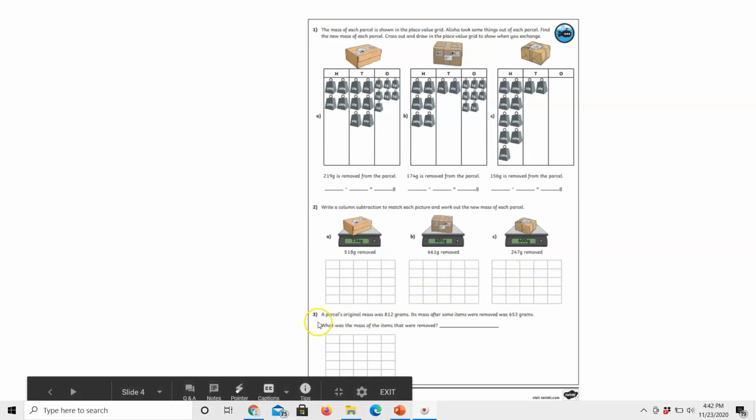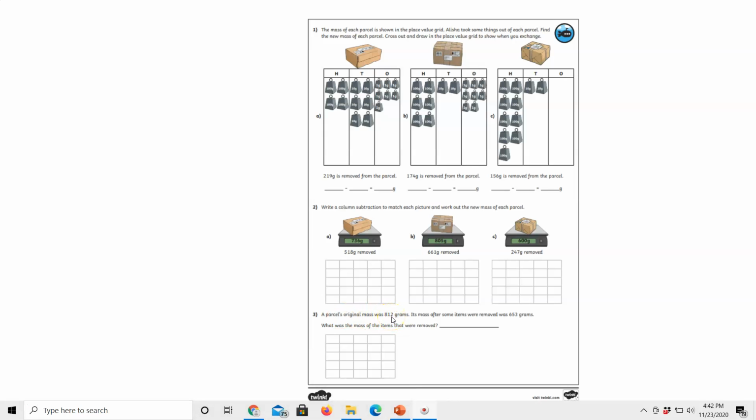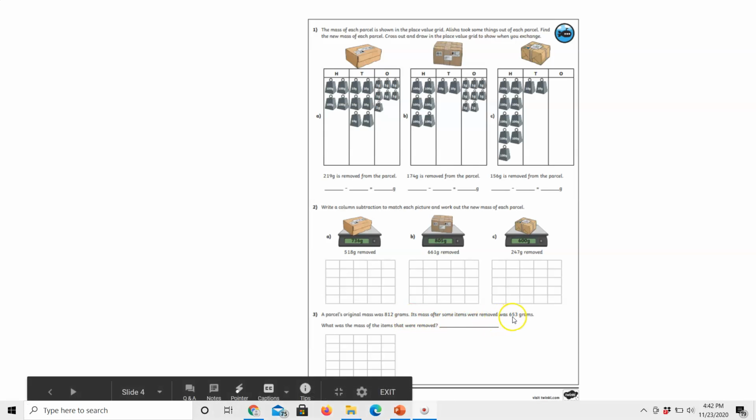Now, for the third one, it just gives you numbers. So you're going to always put the biggest number on top and the smaller one on the bottom, and then figure out the solution to the problem. Okay?